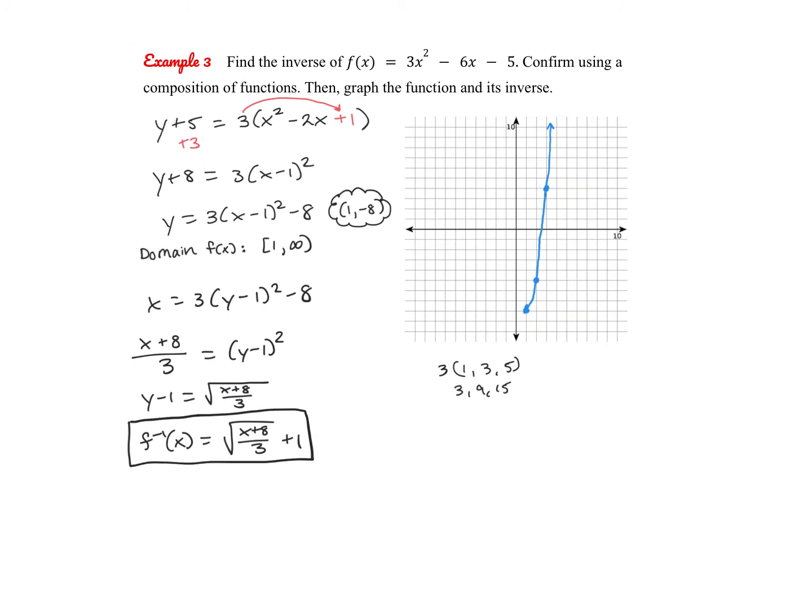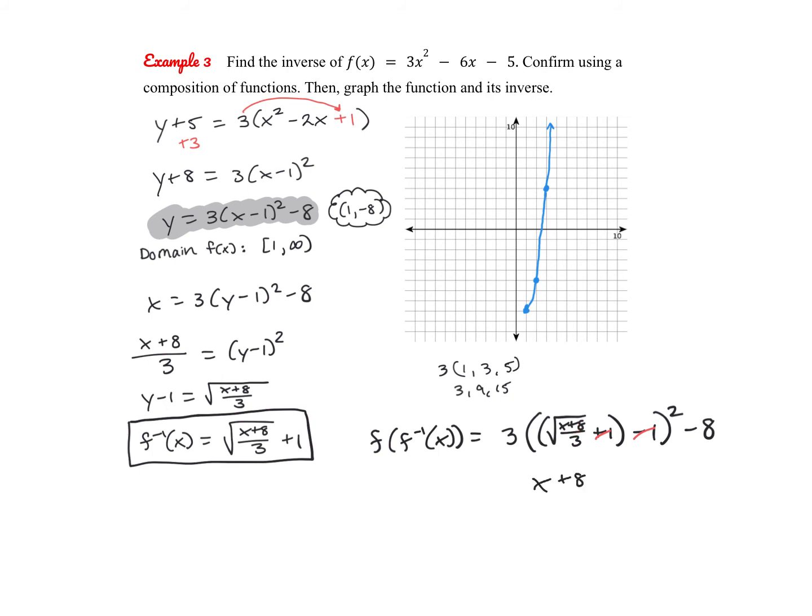Let's confirm that using our composition of functions. So let's do f of f inverse of x. When I'm doing this, I'm actually going to substitute it into the vertex form of this equation. So we have 3 times, and then we can put f inverse of x, so the square root of (x plus 8 over 3) plus 1, minus 1, squared, minus 8. Again here, the plus 1 minus 1 will cancel out. The square and the square root will cancel out, and then the 3 and the 3 will cancel out, and then we're left with just x plus 8 minus 8. So that does equal just x. That confirms that they are inverse functions.